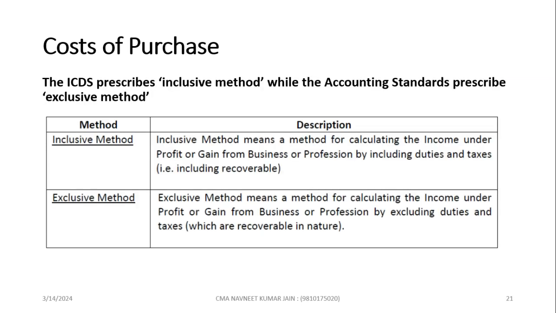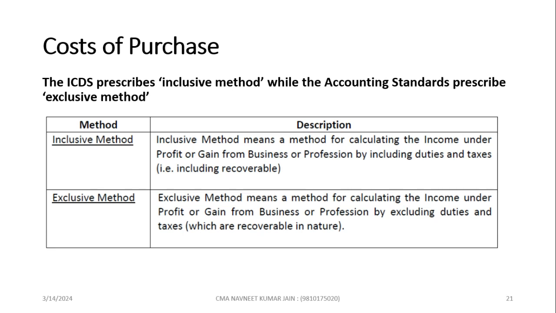Now, coming next, what do we mean by the cost of purchase? Now, the ICDS prescribes inclusive method, while the accounting standards, as I said earlier, prescribes the exclusive method. Now, what do we mean by inclusive method? Inclusive method means a method for calculating the income under the head profit or gain from business or profession by including duties and taxes, including recoverable. Now, this is in contrast with what we have been doing in general practice.